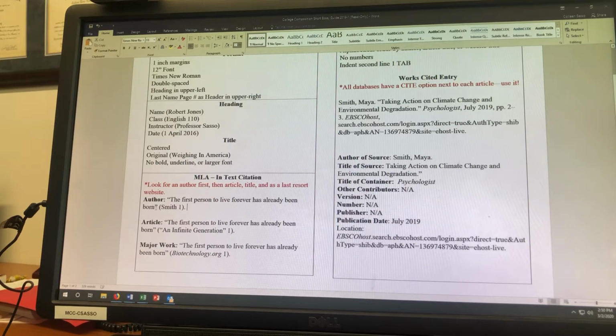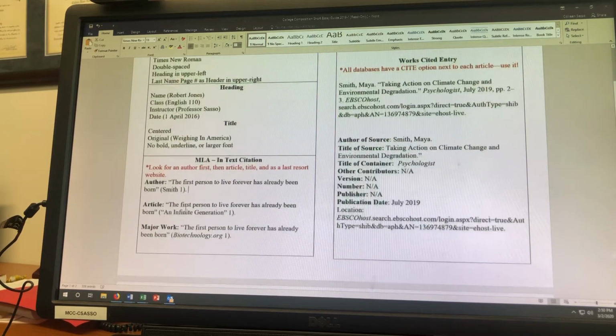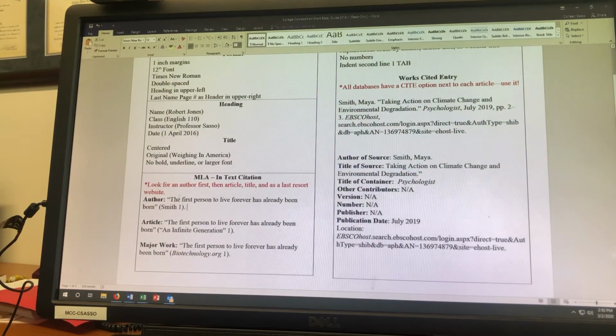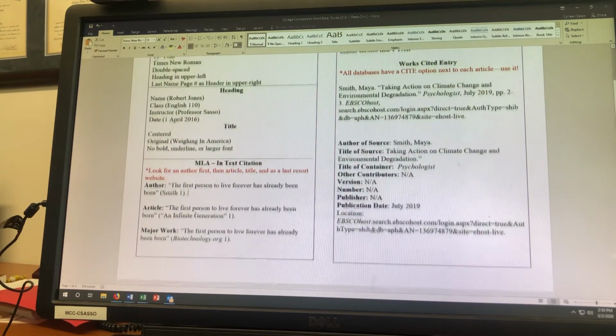And a lot of people want to put a period here as well. No period here. There's also, as you notice in MLA, no comma between the last name and the page number. MLA is really straightforward now, very simplified, and they don't want to overcomplicate it.